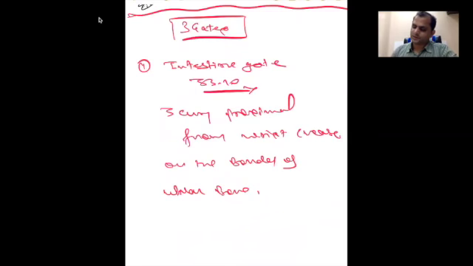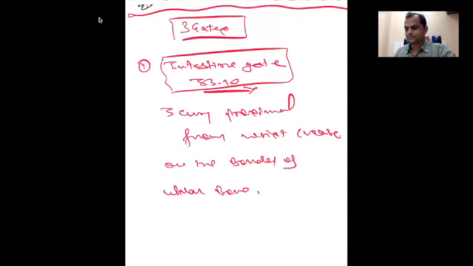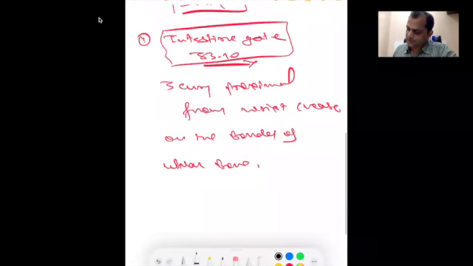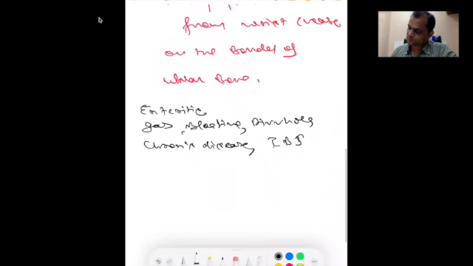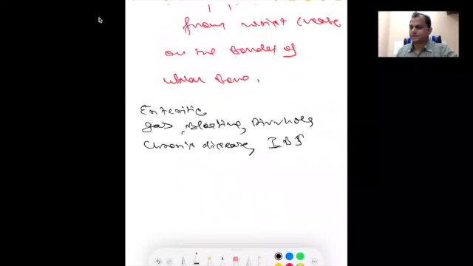As per this name, we can understand that Intestine Gate is very good for all problems of the intestine, like enteritis, gas, bloating, diarrhea, Crohn's disease, IBS, irritable bowel syndrome. All these problems can be rectified by this Intestine Gate.